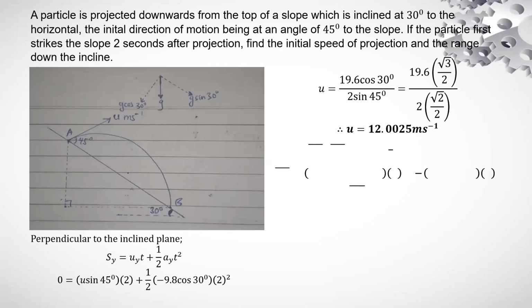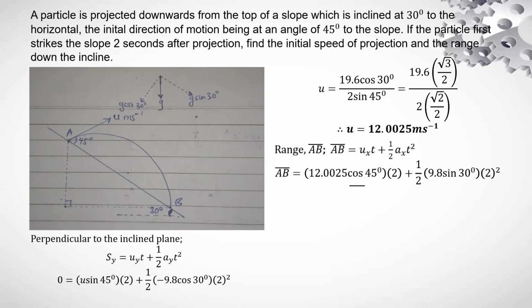Now we go to the range down the incline. Range down the incline is, you could say, s_x. I took AB, but s subscript x means that distance along the plane, parallel to the plane. So AB, a distance parallel to the plane, is equal to u_x t plus a half a_x t squared. So we substitute here. Upon substitution, since you already have u_x, you just get it from resolving u.